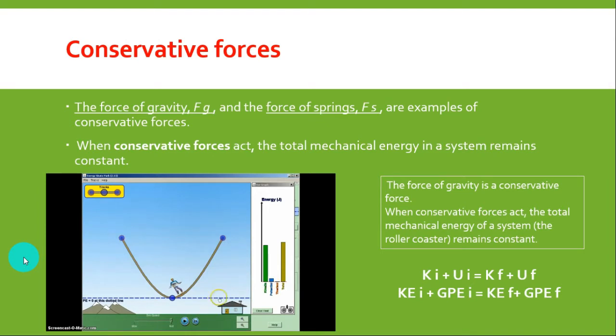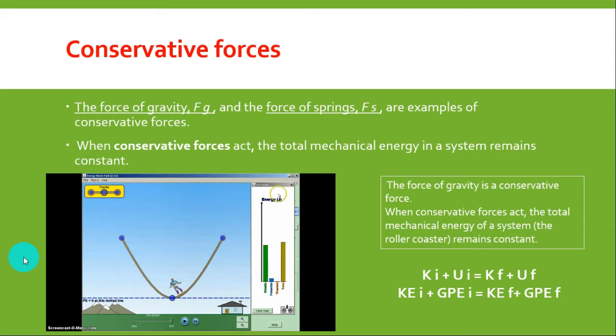Now, this is because gravity is a conservative force. A conservative force is one that will behave this way. When a conservative force is present, the energy will just switch between kinetic and potential energy, keeping the total energy always constant.